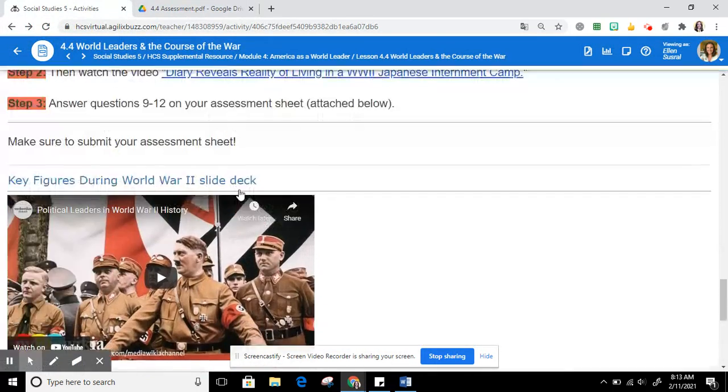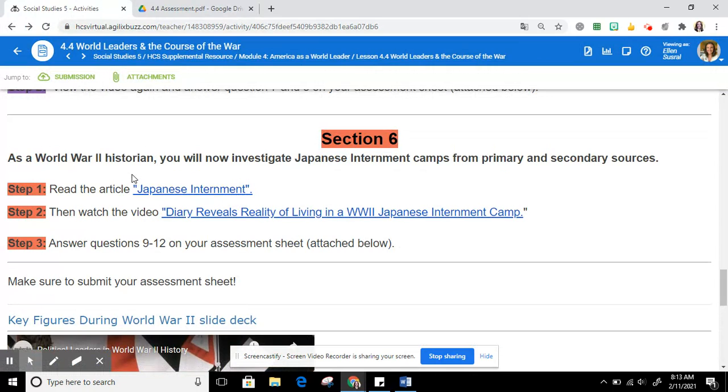And section 6, our last section. As a World War II historian, you will now investigate Japanese internment camps from primary and secondary sources. Remember, primary sources come from that time period. Secondary sources are coming from a later time period, written about that time period.